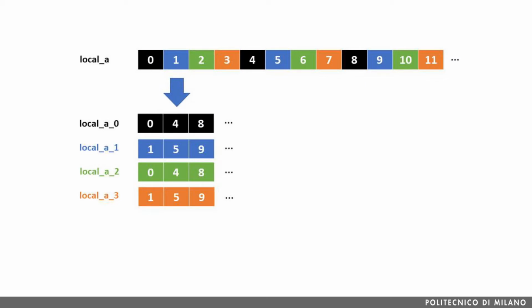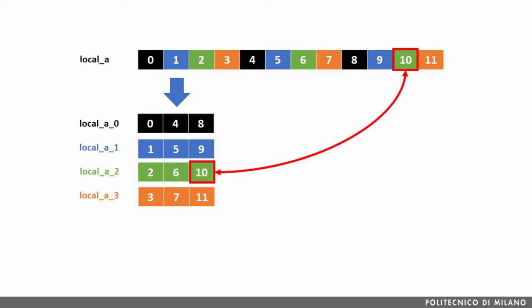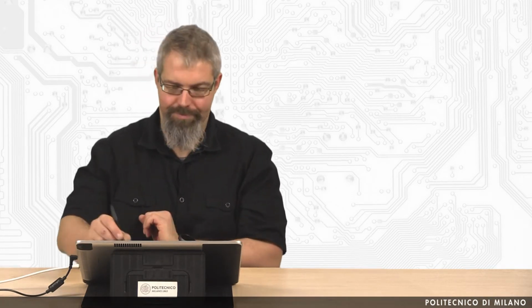We named our partitions local A0, local A1, local A2, and local A3. This picture shows the actual data stored in each partition. As an example, the partition local A2 stores at position 2 the element at position 10 from the original array. Alright, now it's time to rewrite our code by using the 4 new partitions instead of the original array.